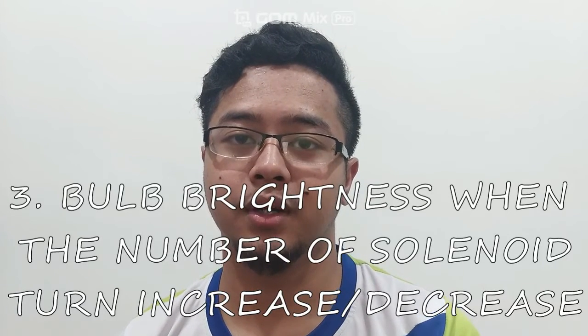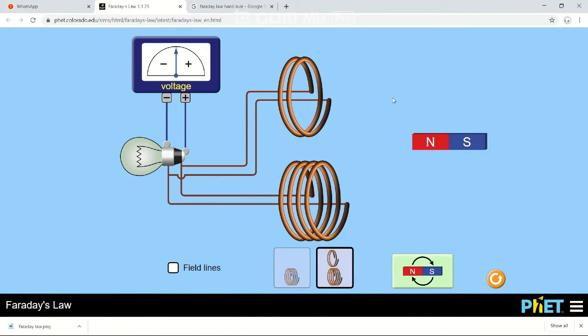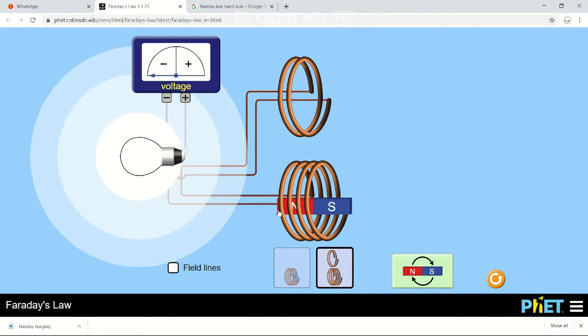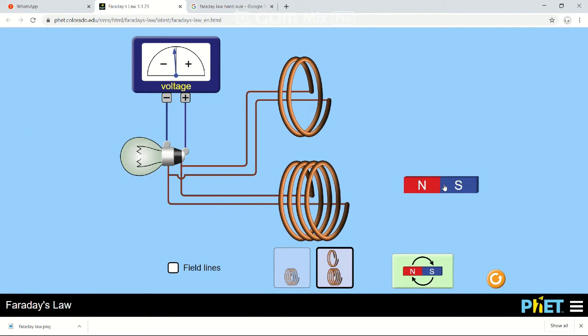So now we are in the last part of the observation, about the brightness of the bulb when the number of turns of the solenoid is different. Here, as you can see, the upper solenoid has a lesser number of turns. When the magnet bar is entering the solenoid, the bulb brightness from the upper solenoid is dimmer compared to the magnet bar moving in the lower solenoid. This is due to the different number of turns of the solenoid.